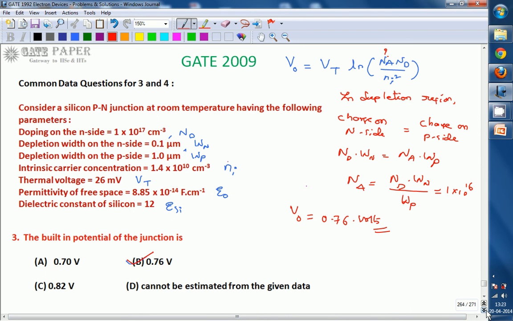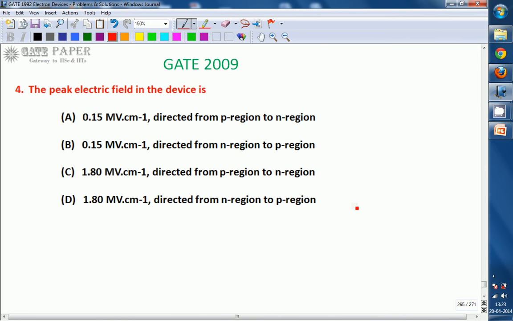The next question, for the same common data, is: the peak electric field in the device is A, 0.15 megavolt per centimeter directed from P to N region; B, 0.15 megavolt per centimeter directed from N to P side; or 1.8 megavolts per centimeter directed from P to N or N to P. The right option for this one is B, 0.15 megavolt per centimeter directed from N to P region. We will see how it is.